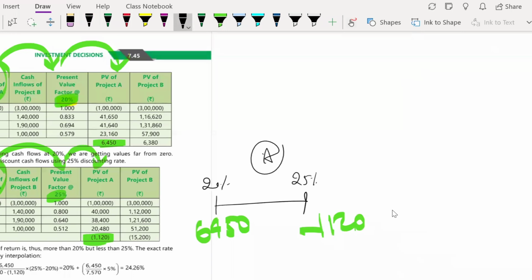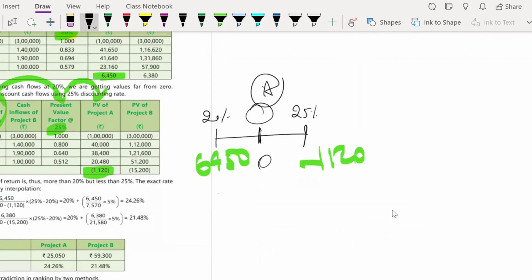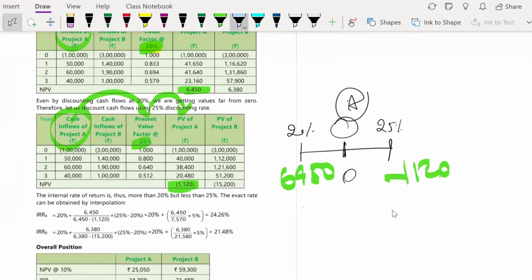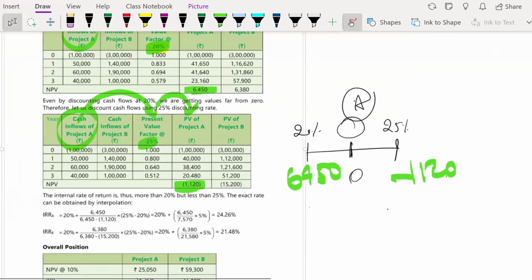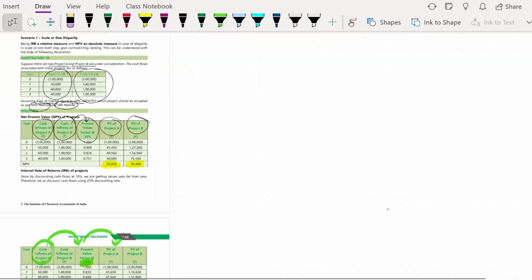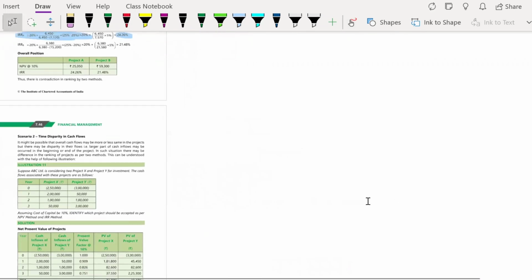So now you have to find out a rate at which the NPV is 0. Using the IRR formula here, you can find out the rate, which would be 24.26%. It will fall between these two only. So it will be 24.26%. The same you will do for project B also. Any doubts in illustration number 10?